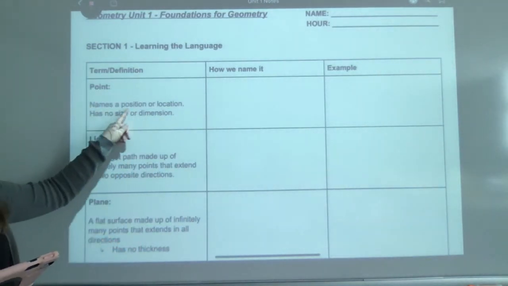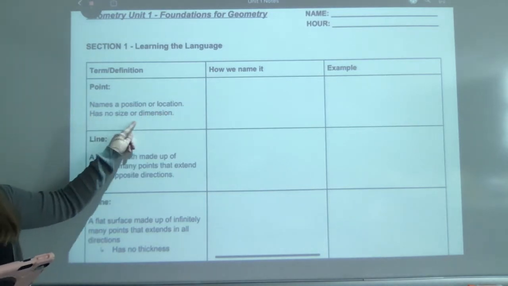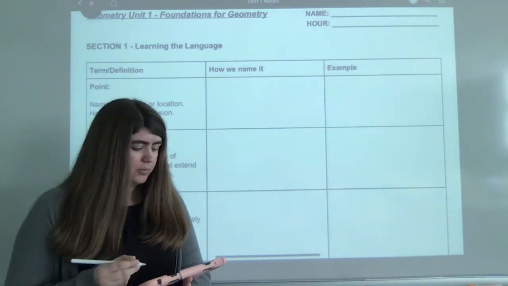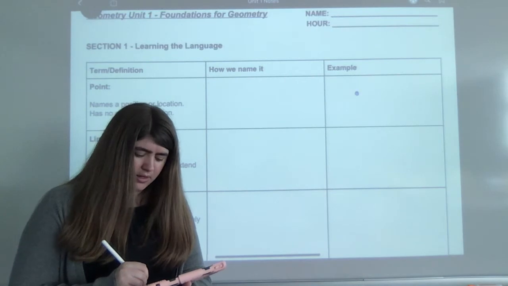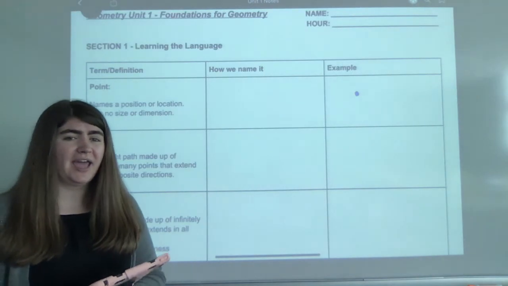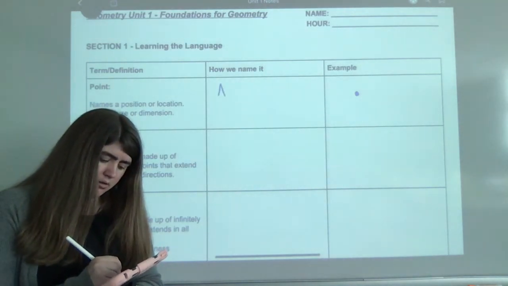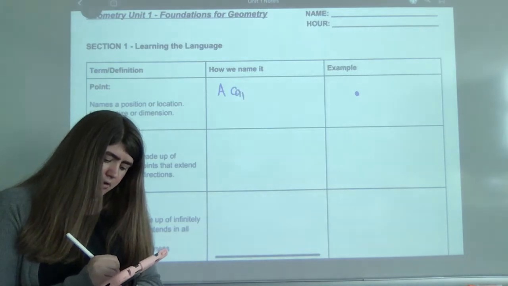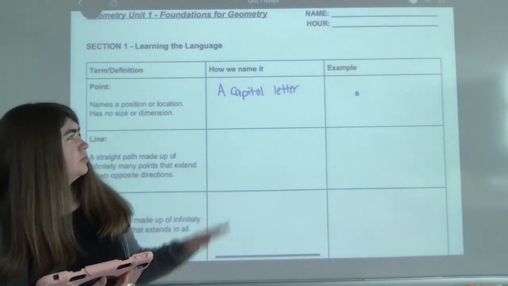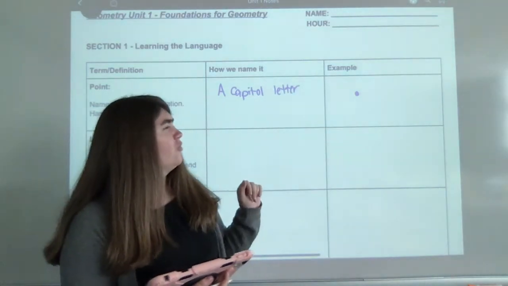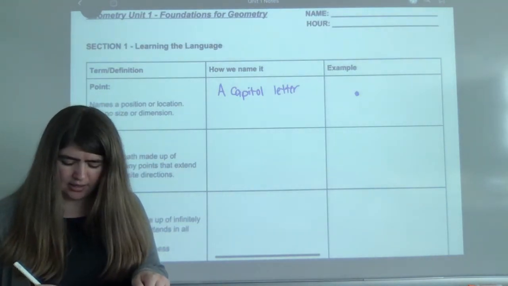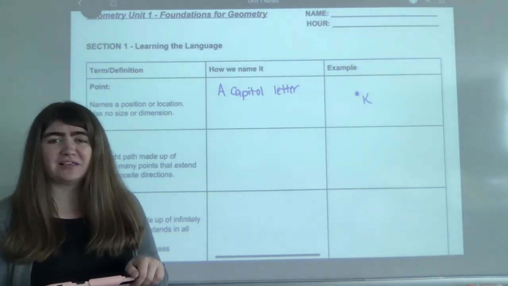A point names a position or location and has no size or dimension. So a point, as you've typically seen before, is represented by a dot, like so. We have our dot, and how we name that dot is with a capital letter. So I'm going to put that in the how we name box, a capital letter. And then I'm going to draw a capital letter on my point. For our example, it doesn't really matter which letter you choose. I'm just going to pick the letter K because that's the first letter in my last name.